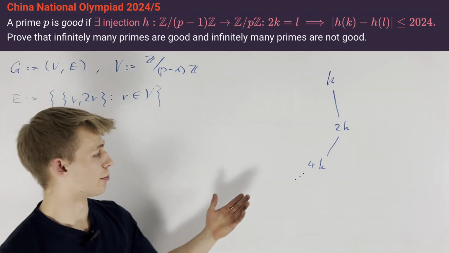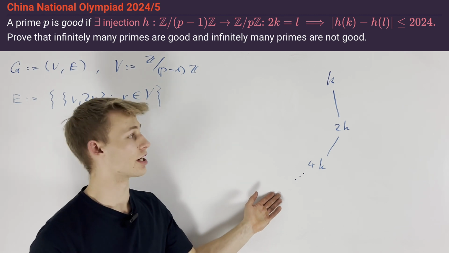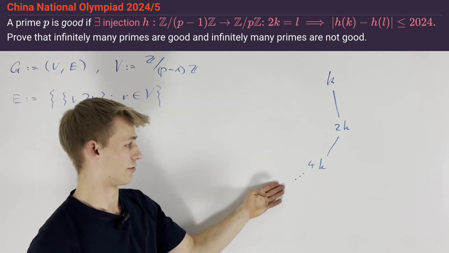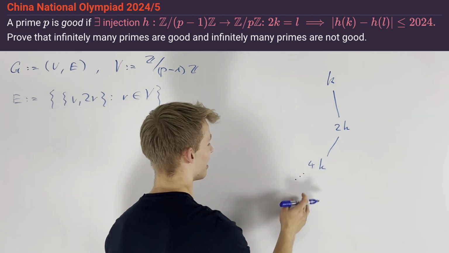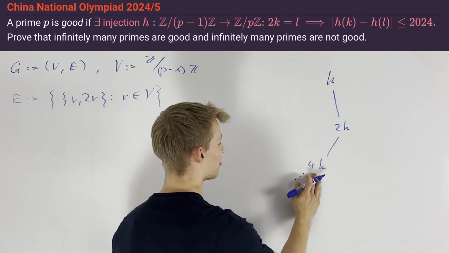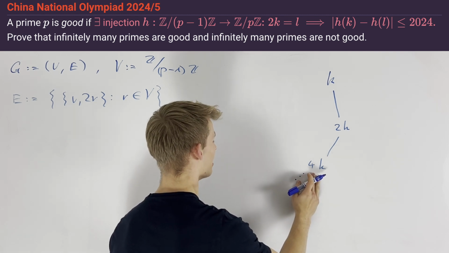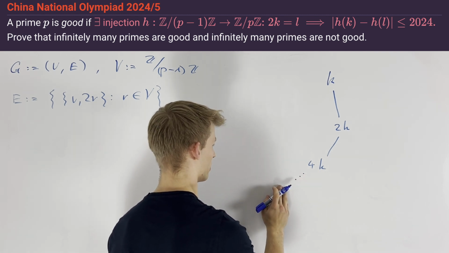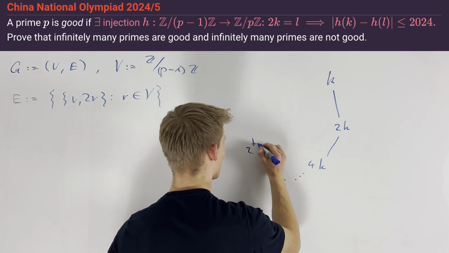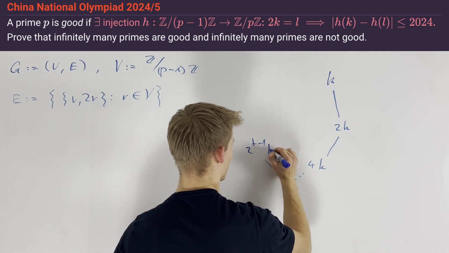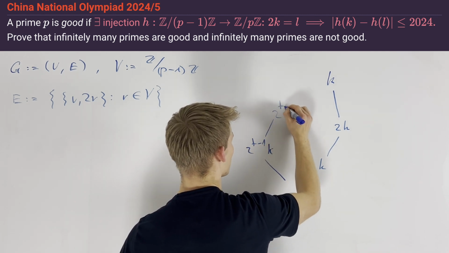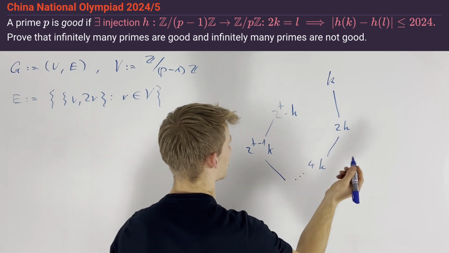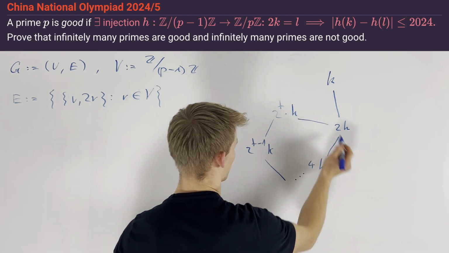Let's get back to our picture and try to figure out more about this graph. We can go along this path, and in each step we can double the coefficient in front of the k and give it to the next vertex. This will go on until we end up at a vertex 2^t times k that is connected to one of the previous vertices.